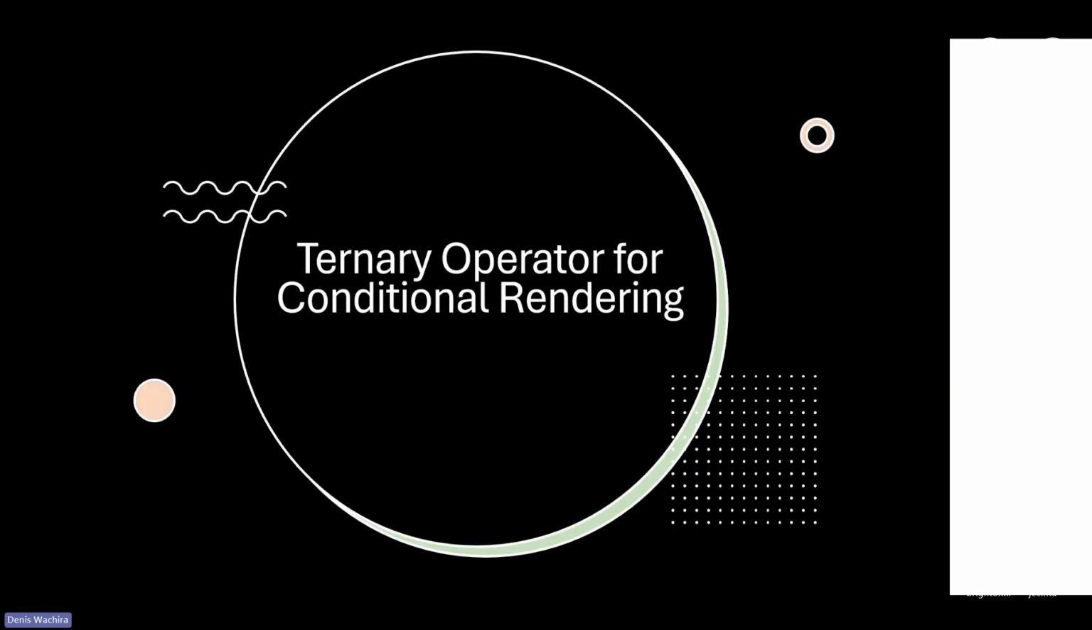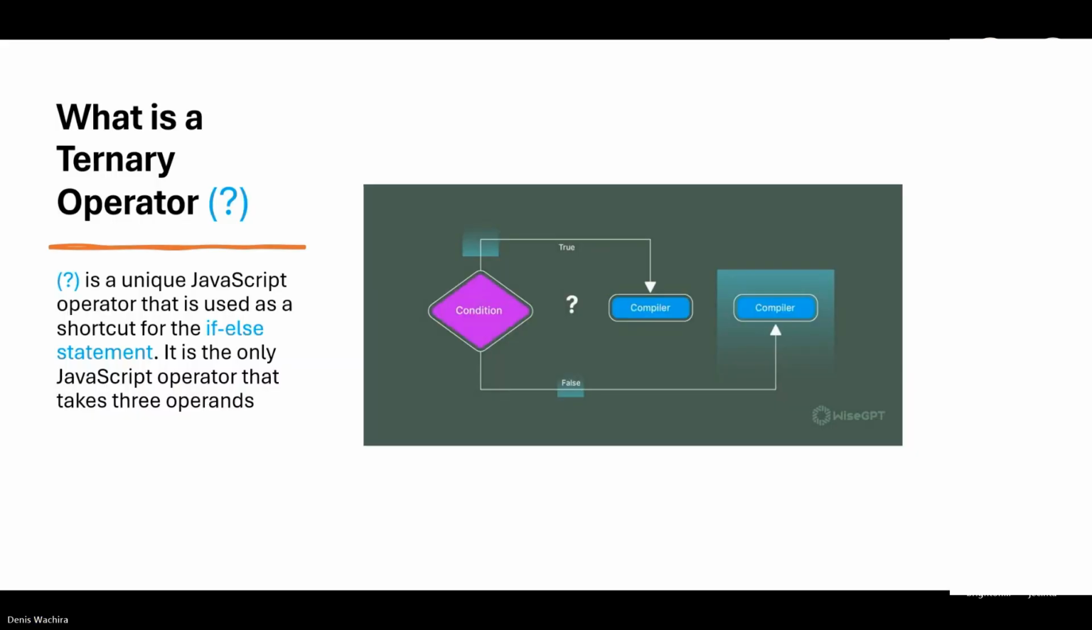So let me have this explanation of the ternary operator for conditional rendering. So this ternary operator, the question mark, is a unique JavaScript operator that is used as a shortcut for if-else statements. So it is the only JavaScript that takes three operands. So the operands are the values, but the operator is now the symbol. So the operand is the condition, the compiler or the text, and another text.